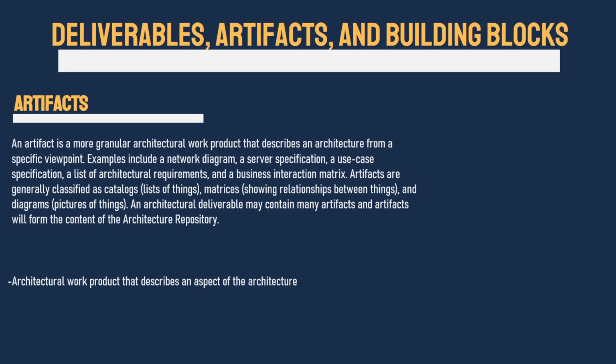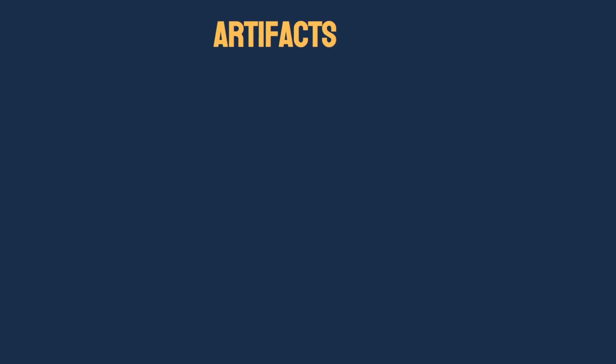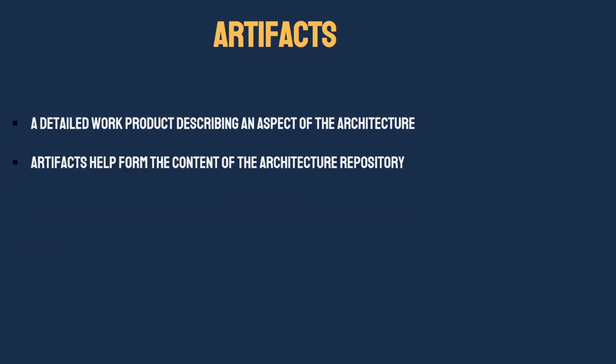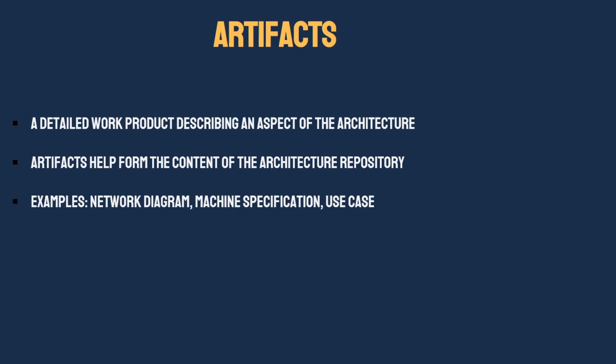Let's explain it once again in a fresh manner. An artifact is a detailed work product that describes an aspect of the architecture. Artifacts help form the content of the architecture repository or library. Examples of artifacts include things like network diagrams, machine specifications, or use cases.